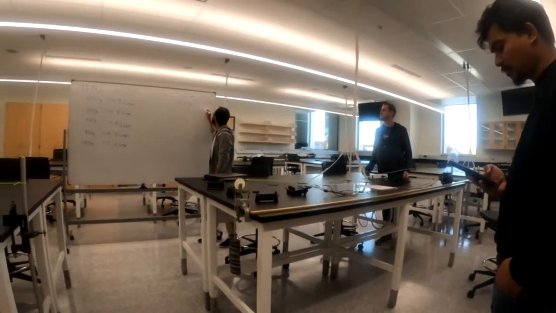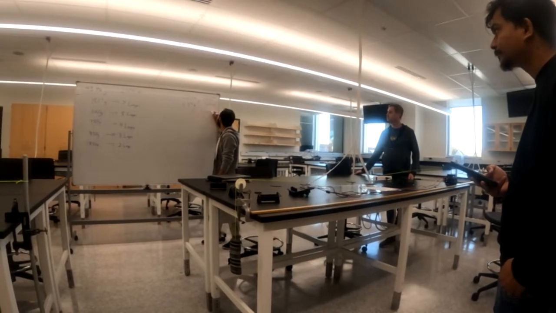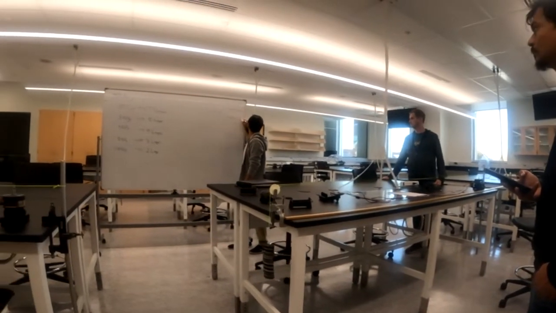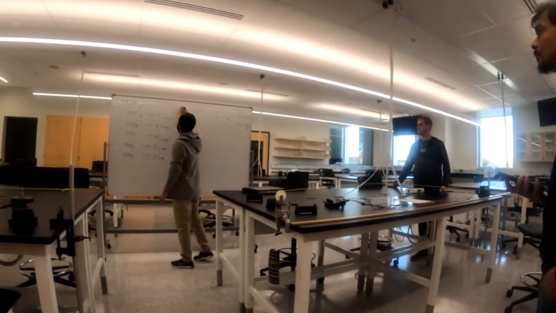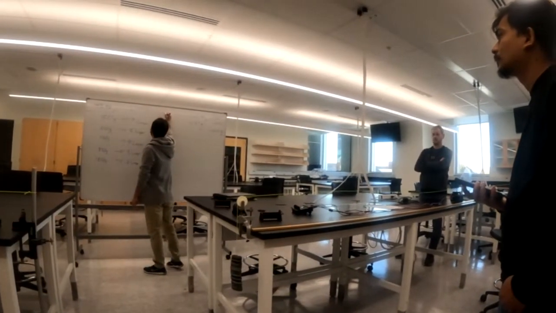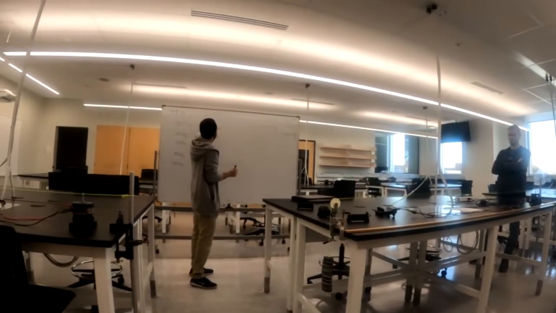0.001. 0.0013. 1.3. Okay, this is mass per unit length. We need this length because for all of the measurements we will use this L. Yeah.